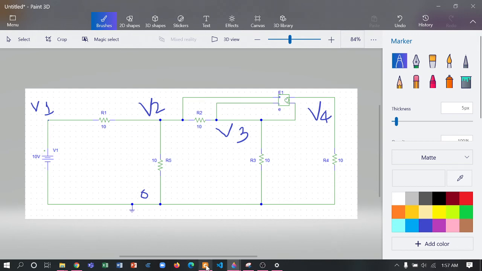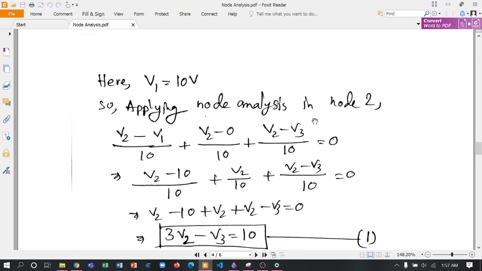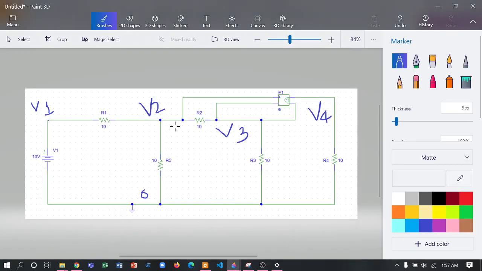Then V2. So we are going back to our problem. V1 is equal to 10 volt. So applying node analysis in node 2. We are applying our node analysis like we have applied in our first problem.